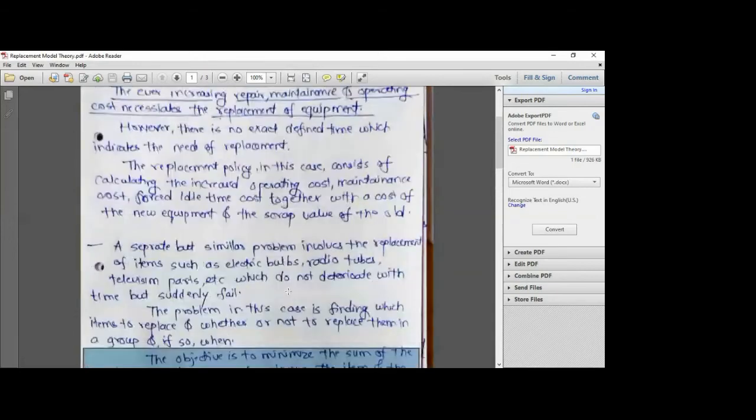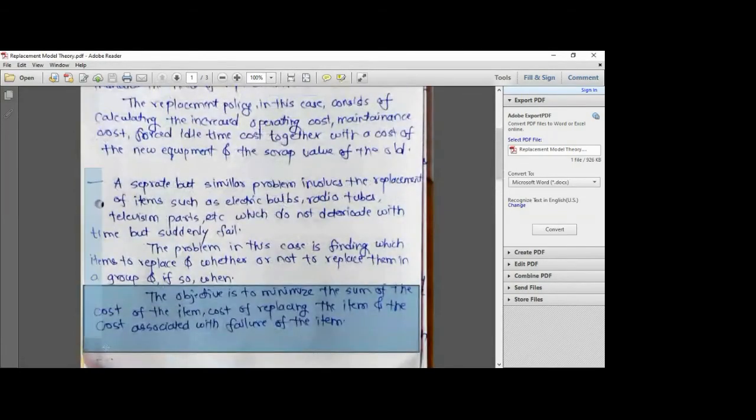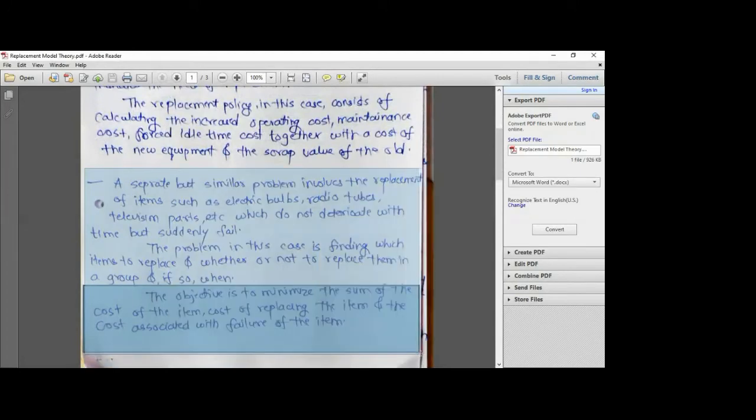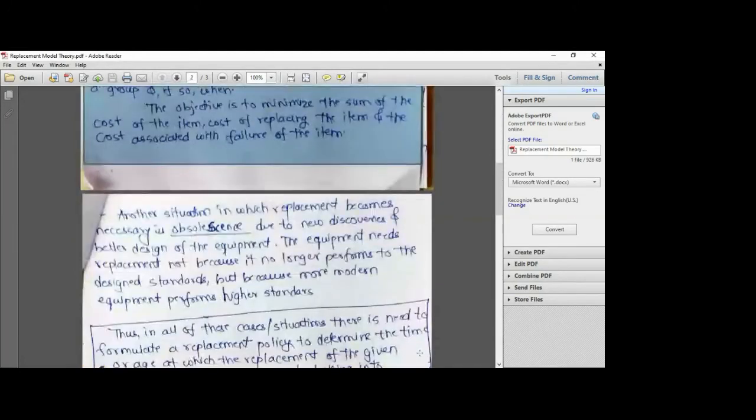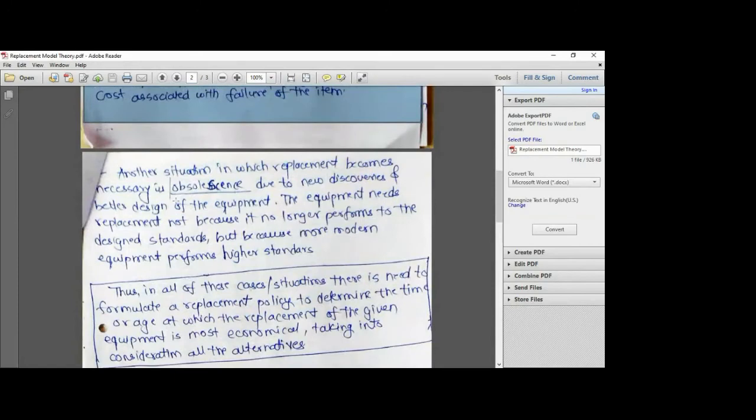Now this is one case, and here is another. There is one more case in which we have to replace the item, and that is because of the obsolescence of the technology, right? So another situation in which replacement becomes necessary is obsolescence. Due to new discoveries and better design of the equipment, we make that particular item obsolete, right?